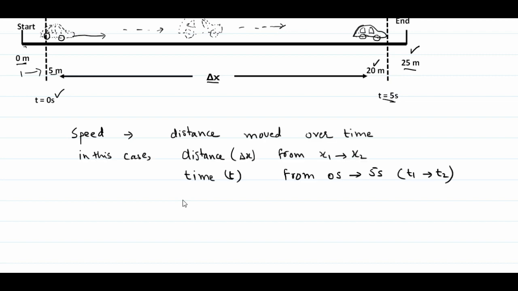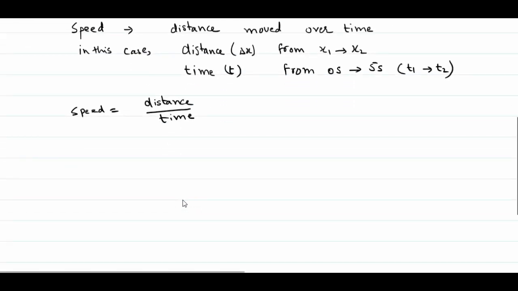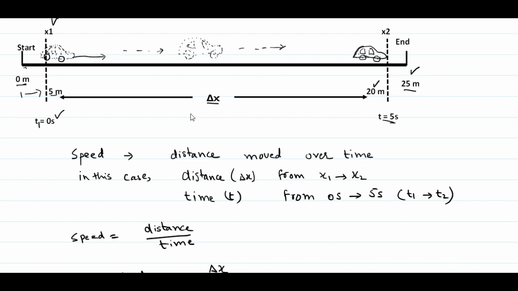So, the speed is the distance moved over time t. In this case, distance is delta x, which is from x1 to x2, and time is t, which will be calculated from 0 second to 5 second. So, we mark it t1 and t2. t1 represents the initial time, the starting time, and t2 represents the end time when it crosses the final point x2. Mathematically, its definition will be speed equal to distance over time t. Speed is represented with the symbol nu. So, speed, or nu, equals delta x over delta t in this case.